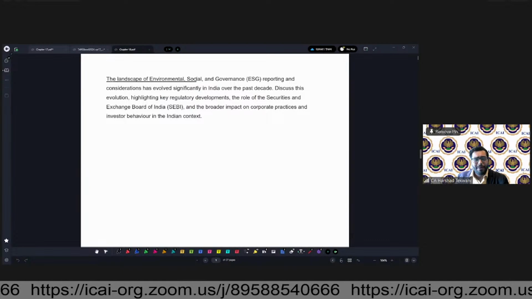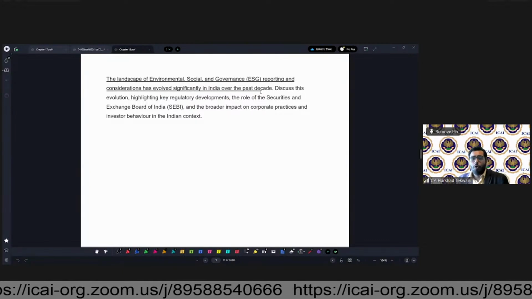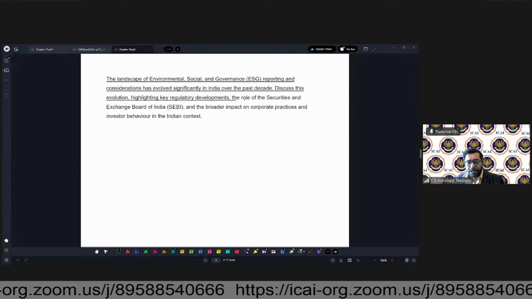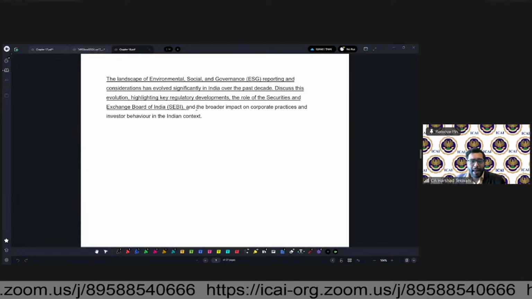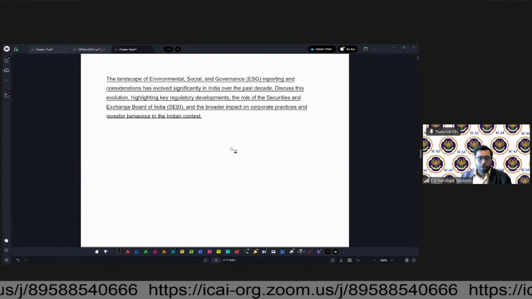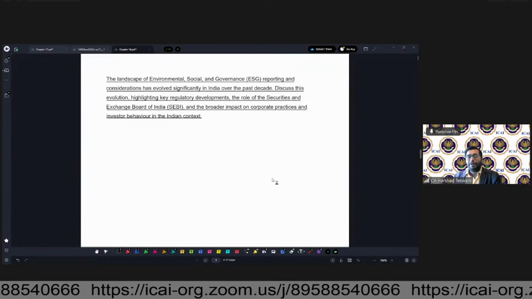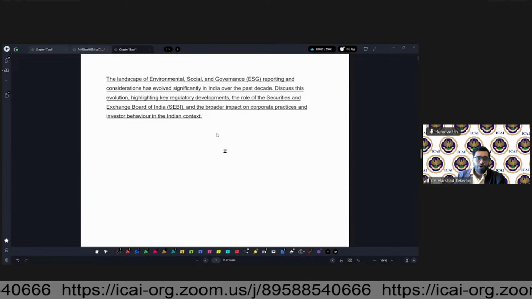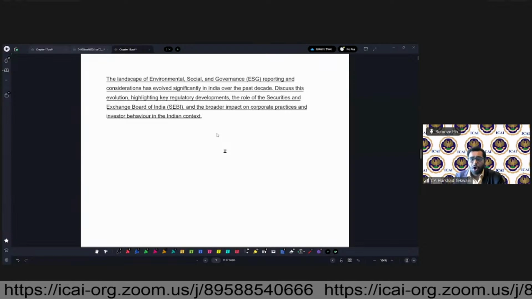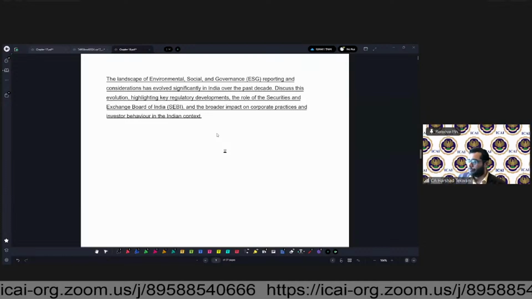The landscape of environmental, social, and governance reporting and the considerations has evolved significantly in India over the past decade. Discuss the evolution and highlight the key regulatory developments, the role of the Securities and Exchange Board of India, and the broader impact on corporate practice and investor behavior in the Indian context. So here you are required to discuss the evolution and highlight the key regulatory developments related to ESG. Can anyone tell me what the key highlights of the evolution of regulatory development in India with respect to ESG are?